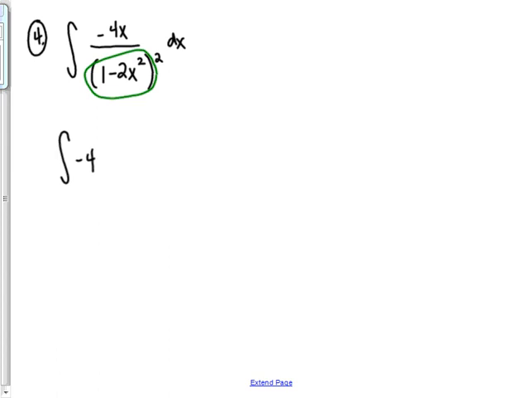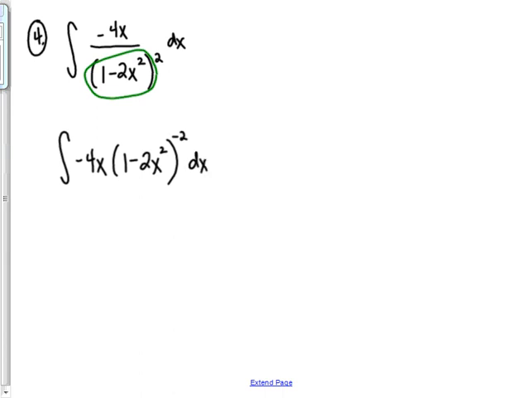Number 4. Integral of negative 4x over 1 minus 2x squared, squared dx. Alright, so I can't integrate it with this parenthesis on the bottom. So what you're going to do is move this parenthesis to the top. So if it was a positive 2nd power on the bottom, when you bring it up, it's going to be to the negative second power.